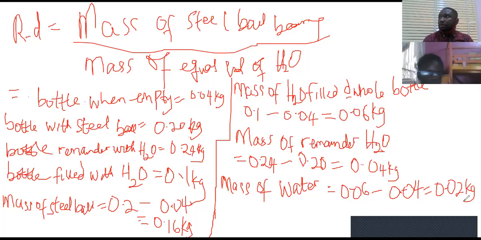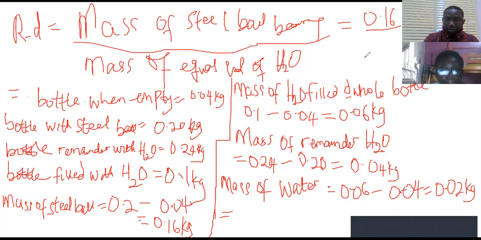Okay, now if this gives us 0.02 kg, that becomes the relative density. Relative density becomes the mass of the steel ball. And what's the mass of steel ball? 0.16, divided by the mass of water of equal volume. The mass of water of equal volume, okay, that's 0.02. And that gives us what? 0.16 divided by 0.02. Sorry? 8. Yes, 8 kilogram.